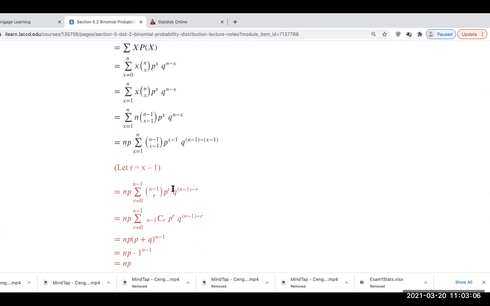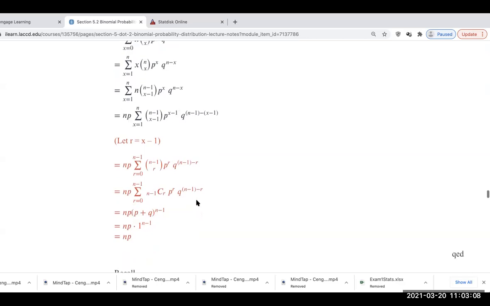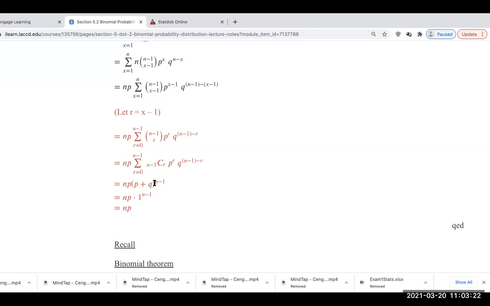And so this is equal to (p + q) to the n minus 1. And so, p plus q is 1. 1 to any exponent is 1. And so I have np times 1 is np. And that's what I wanted to show.